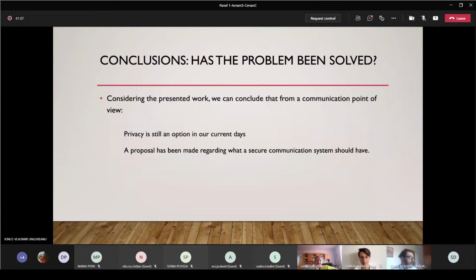However, given what I have presented to you today, I think we can safely conclude that privacy is still an option, and a proposal has been made regarding how communication systems should be. So no plain text data, a lot of validation, and truly private conversations. For this, we have delivered the client application and the server.